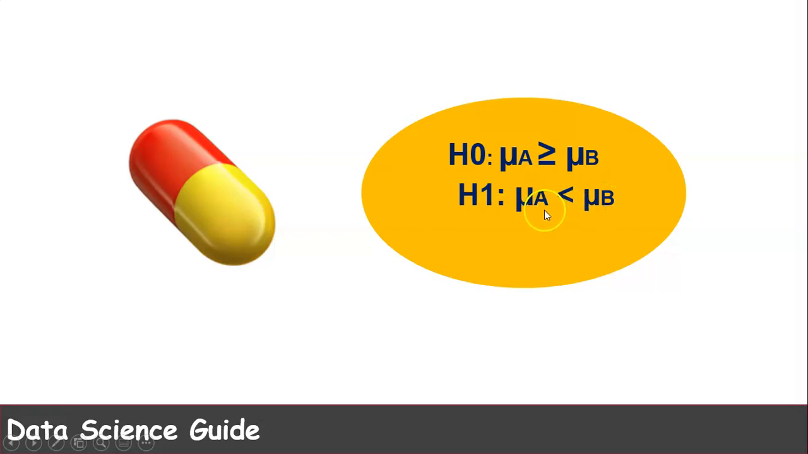Mu A means the average blood pressure for the population after taking the medicine, and mu B is the average population blood pressure before taking the medication. So in other words, we want to see if the blood pressure is decreased after the sample of patients took the medicine. Mu A less than mu B means we want to find if that medicine has reduced the blood pressure. And we can put our hypothesis in a different form.